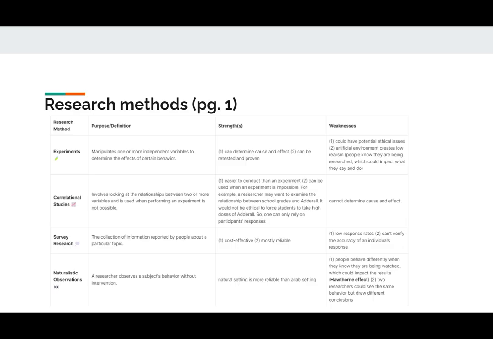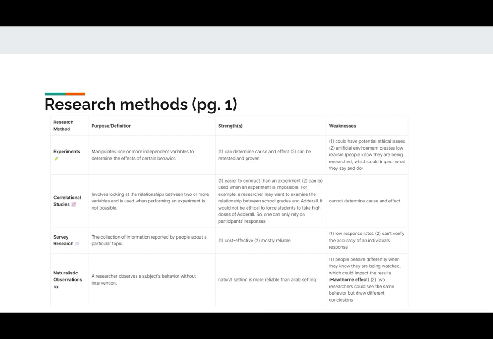There are various types of research methods in psychology with different purposes, strengths, and weaknesses. So here's a diagram. This diagram is from the website 5.0. So if you want to check out more of that, just search 5.0 on Google.